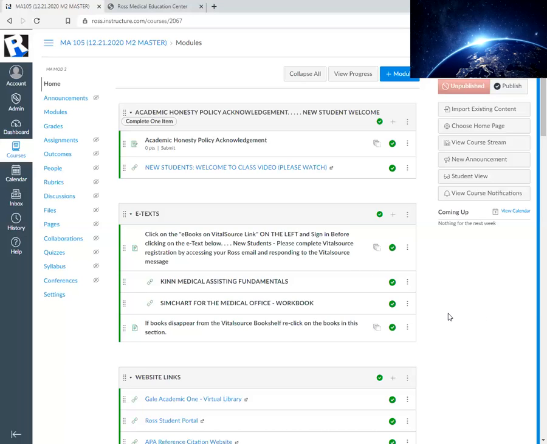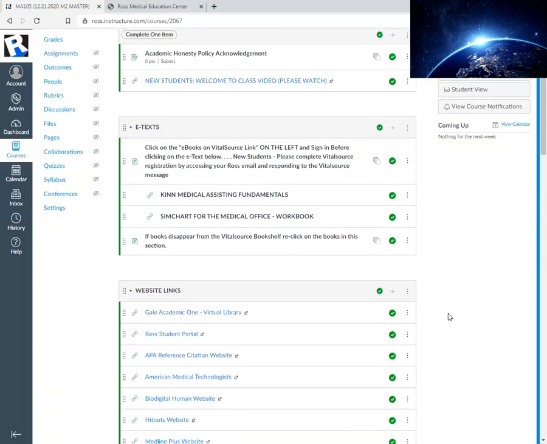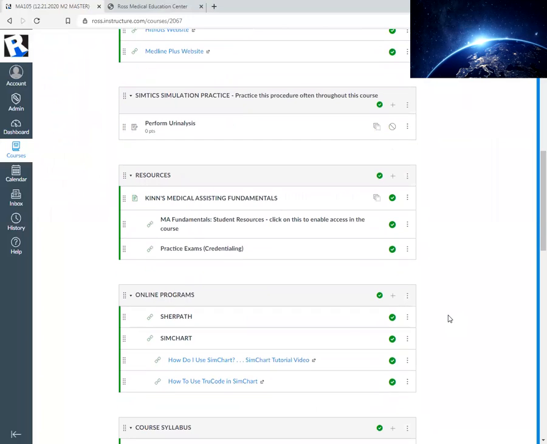Okay, so let's take a look at our module. We have our academic honesty policy, the e-text are all set up the same. Website links, there's our SimText. We only have one simulation that students will need to perform for this course, and that's performing urinalysis. So if you present this early enough in the course, students should have plenty of time to practice this many times before they have to take the perform urinalysis SimText test.